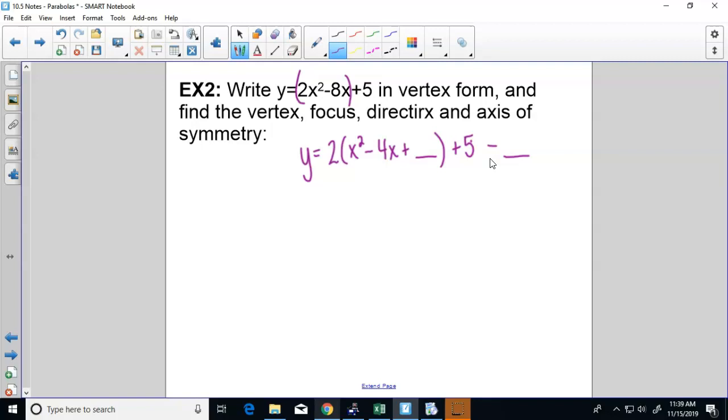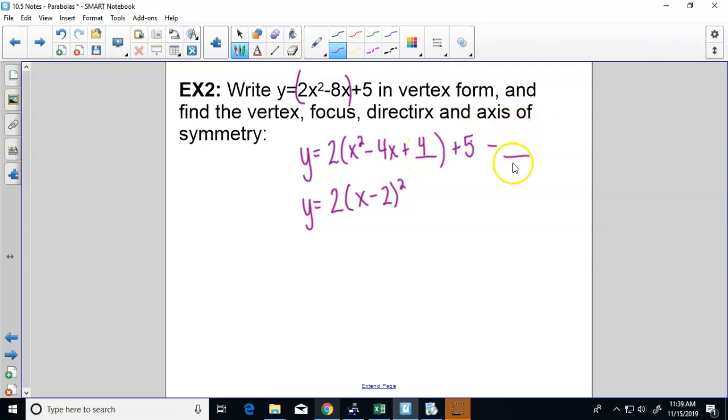Typically with parabolas, it's a little easier to work all on one side instead of working on both sides. So we add a number here, we have to subtract a number here. Okay, so we'll have y equals 2, and then we're going to complete the square here. So x minus 2 squared, I'm going to divide that 4 by 2, I get 2. Then I've got to square the 2, and I get a 4 to put in this blank right here.